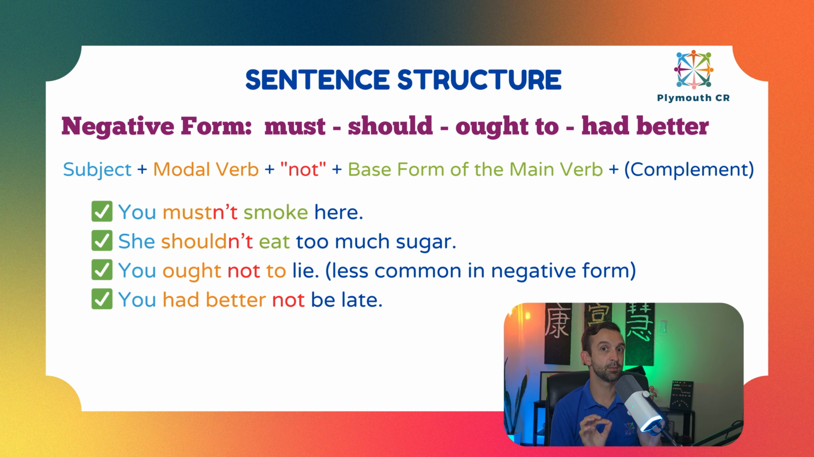Look how in this example specifically, there's a little bit of a variation because you have the subject, then the word ought, and then not, and then the to, which is originally part of the modal verb ought to, and then the complement lie. This is, however, as I stated in here, a less common modal to use in the negative form, okay? We would usually say you shouldn't lie, and that's it. Then the fourth example says you had better not be late. All right, so this is with these four specific modal verbs.